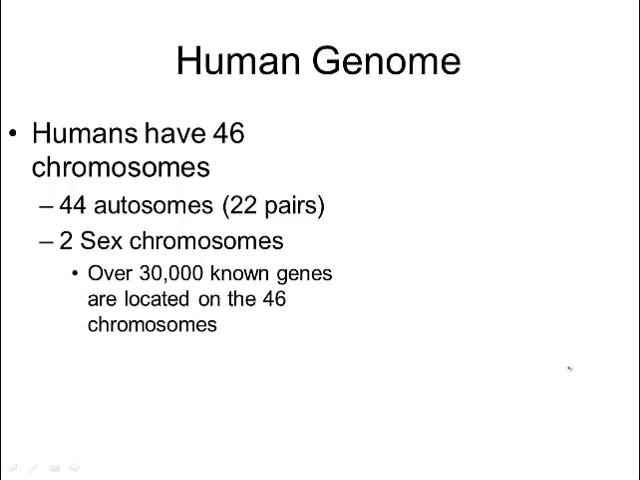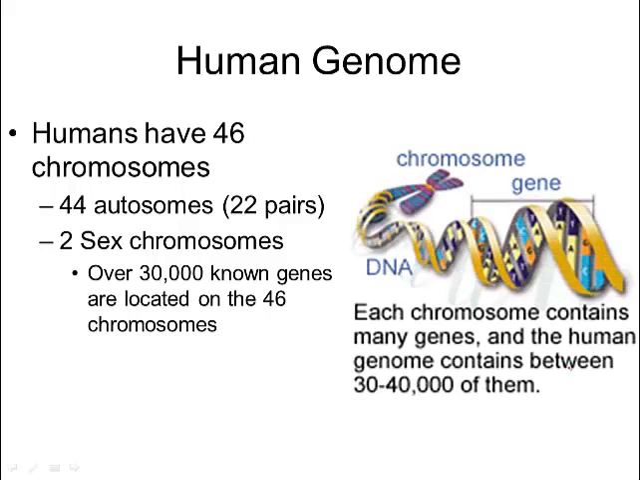Now, on all of these different chromosomes that we have, there's over 30,000 known genes located throughout. And every year they're actually finding more and more. That number's probably closer to 35,000 now, of genes that we know where they are and we know what they do for the most part. It doesn't always mean that we can control them or do things with them, but we at least can tell where they are. Okay, so remember, each chromosome contains many genes, and the entire human genome has between 30 and 40,000 of them.